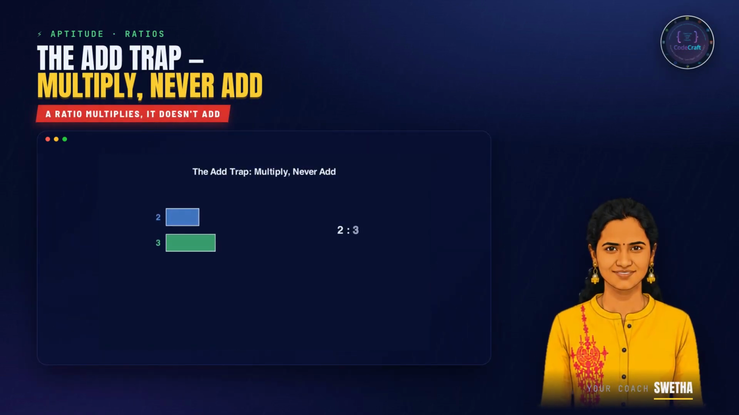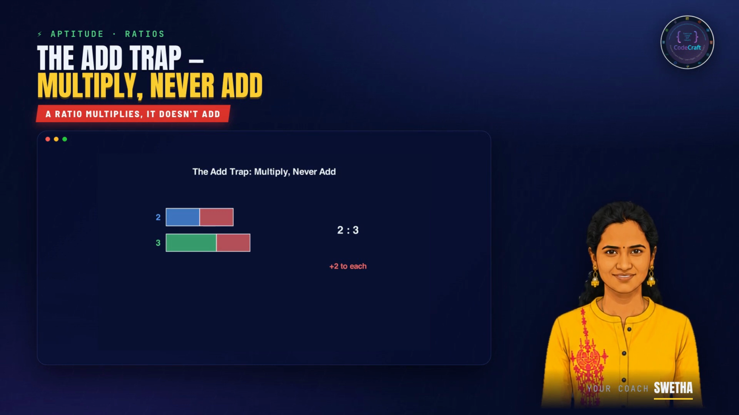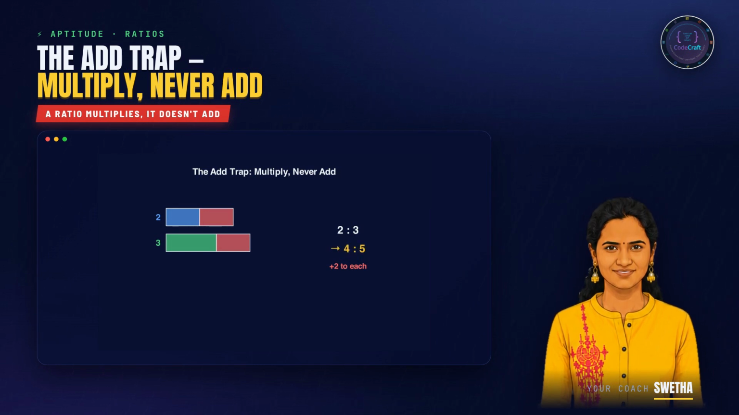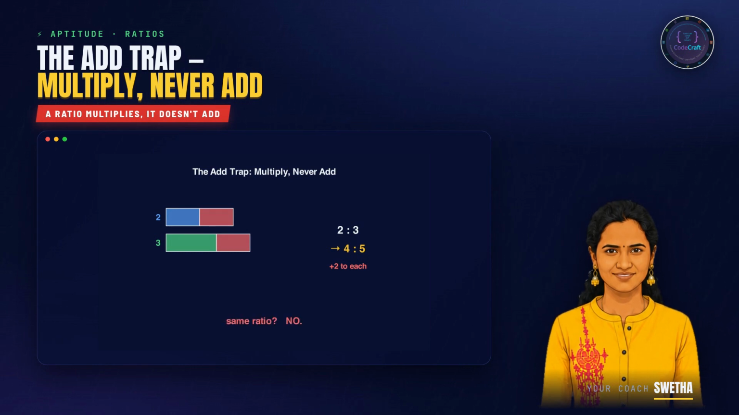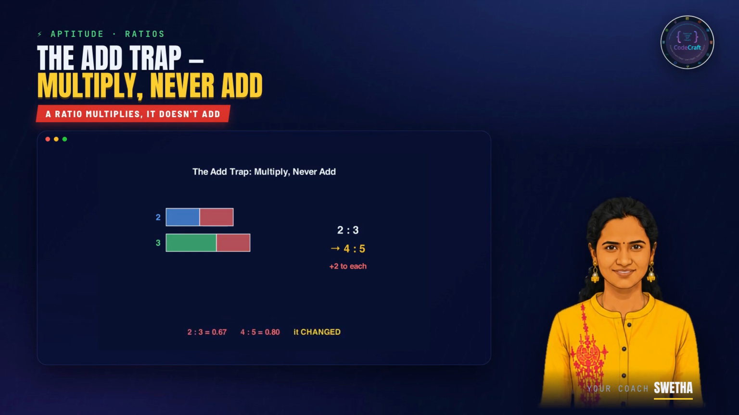Here are 2 bars in the ratio 2 to 3. Now I add the same amount, 2 to each. 2 becomes 4, 3 becomes 5. New ratio, 4 to 5. Fair, right? I added equally to both, so surely the ratio is unchanged? No. 2 to 3 is 0.67.